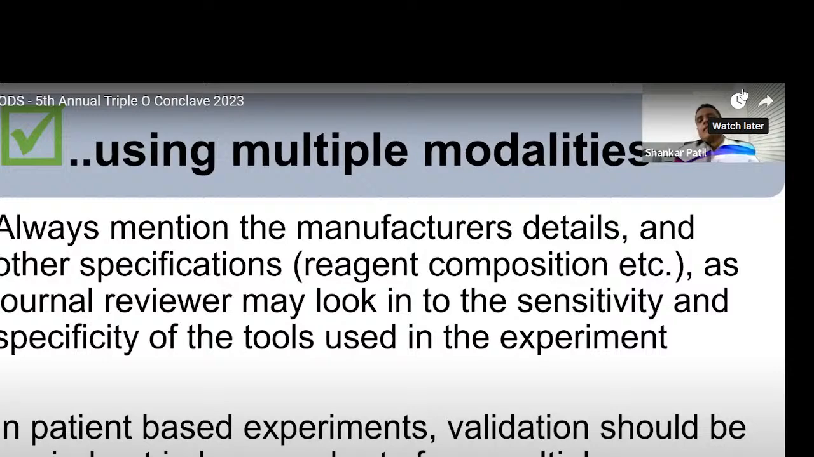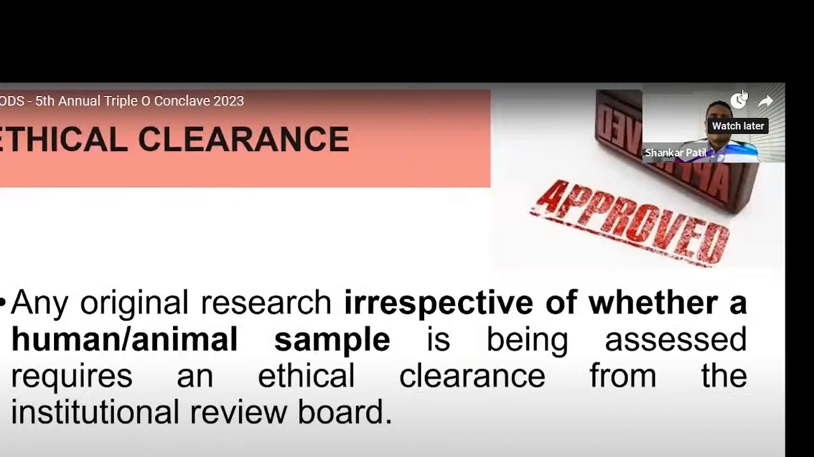And always in the article, if you are using some materials or anything, mention the manufacturer details, reagent composition, all these things, because you need to give the specific details, because the reviewer may look into the sensitivity and specificity of the tools used in the experiments. In patient-based experiments, I've told you, a larger sample size and thorough in-depth validation needs to be done.